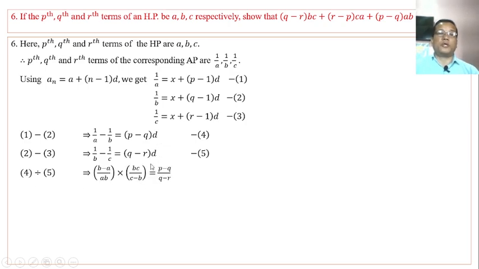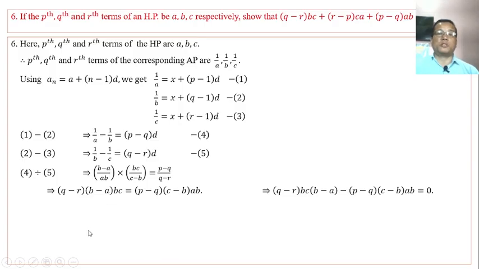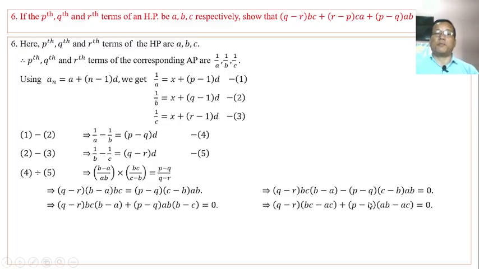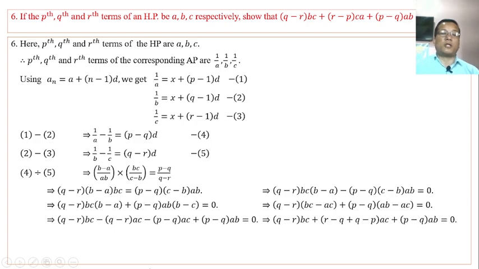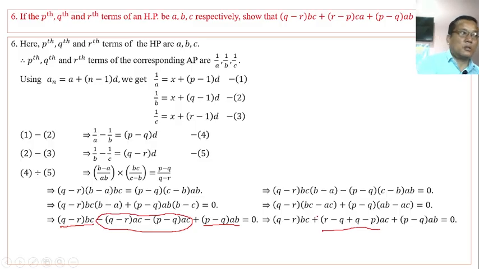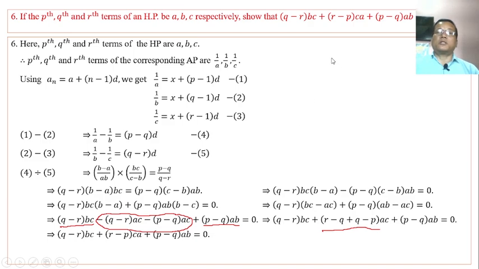Cross multiply to get this expression: q minus r times bc, simplify together with q minus r times bc, then p minus q times ab, and then gather the expression terms, q minus r times bc, and p minus q times abc. Expand and simplify to get the result.